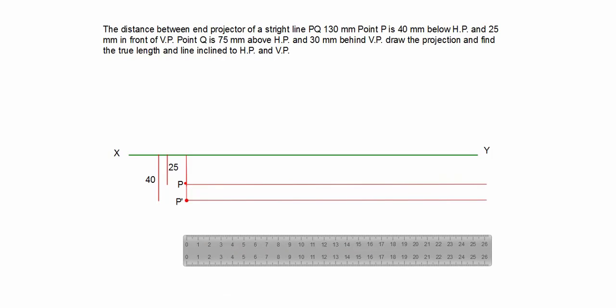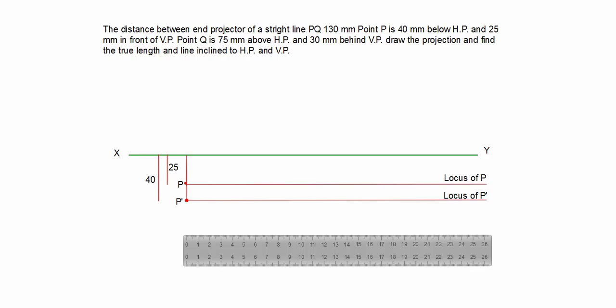So here we write the locus of plan point P and locus of elevation P dash. What you understand here, whichever point you get on a particular locus: if you get any point on locus of P dash, it is the elevation points. On locus of P, the points should always be plan points.